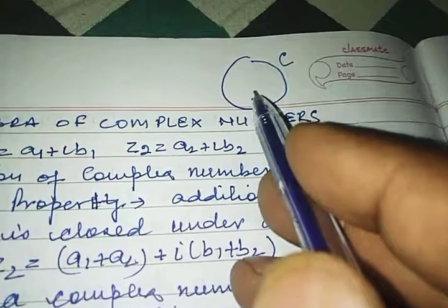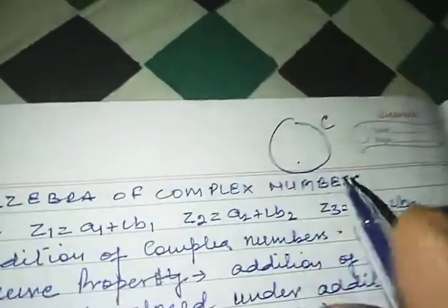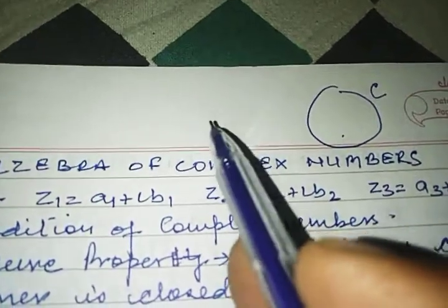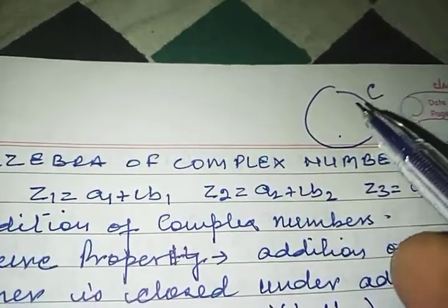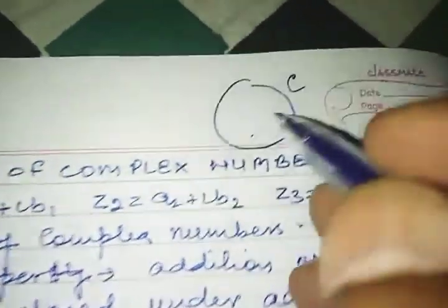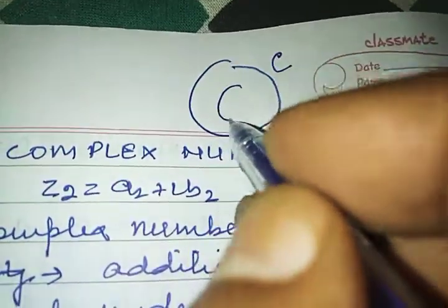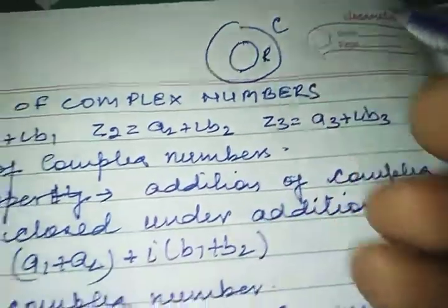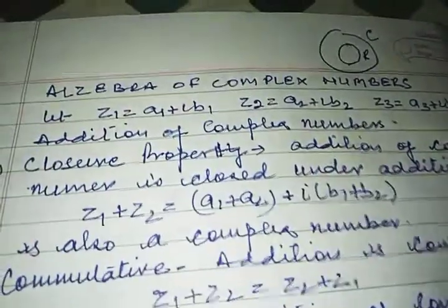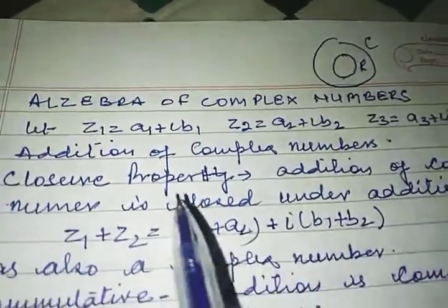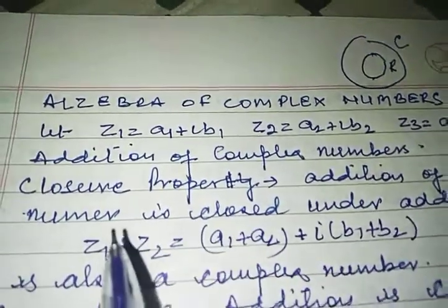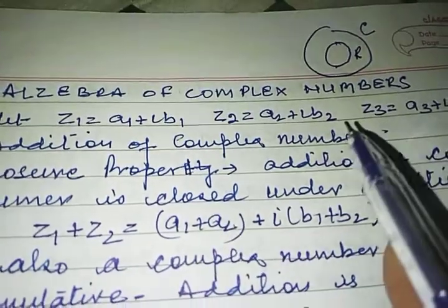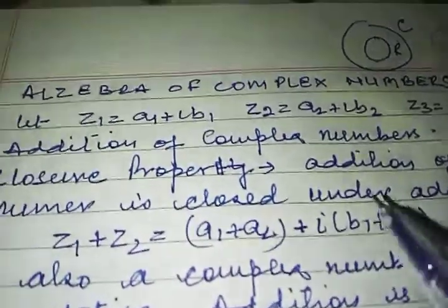As in our real numbers, suppose we multiply 2 into 3 is equal to 6, it is a real number, right? So it lies inside the set. So now the condition will be like this. This will be the set of real numbers and this is of complex numbers. So addition of complex numbers will follow the closure property, where I told you that the operation will lie inside it.